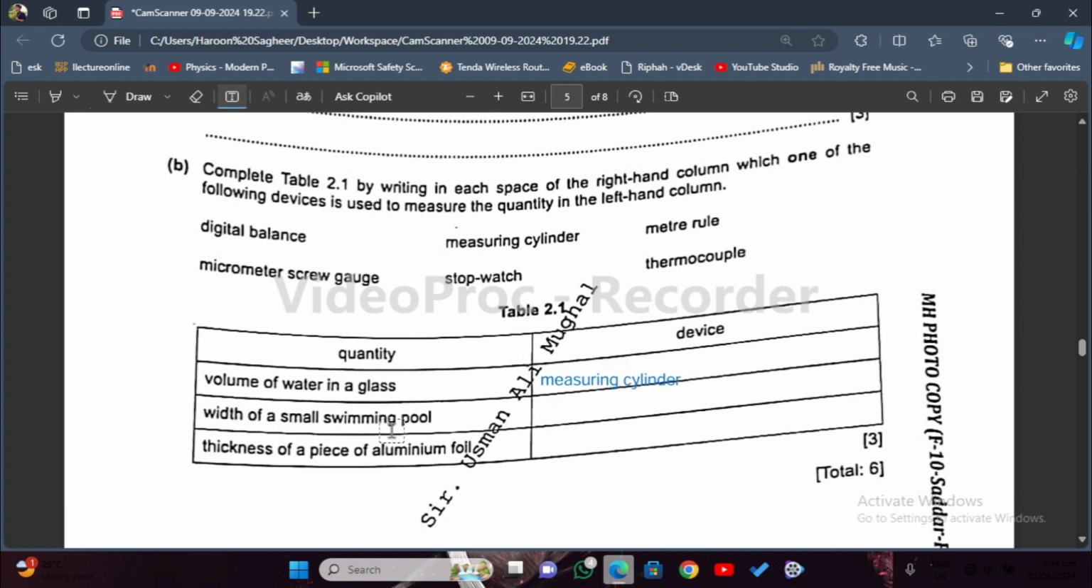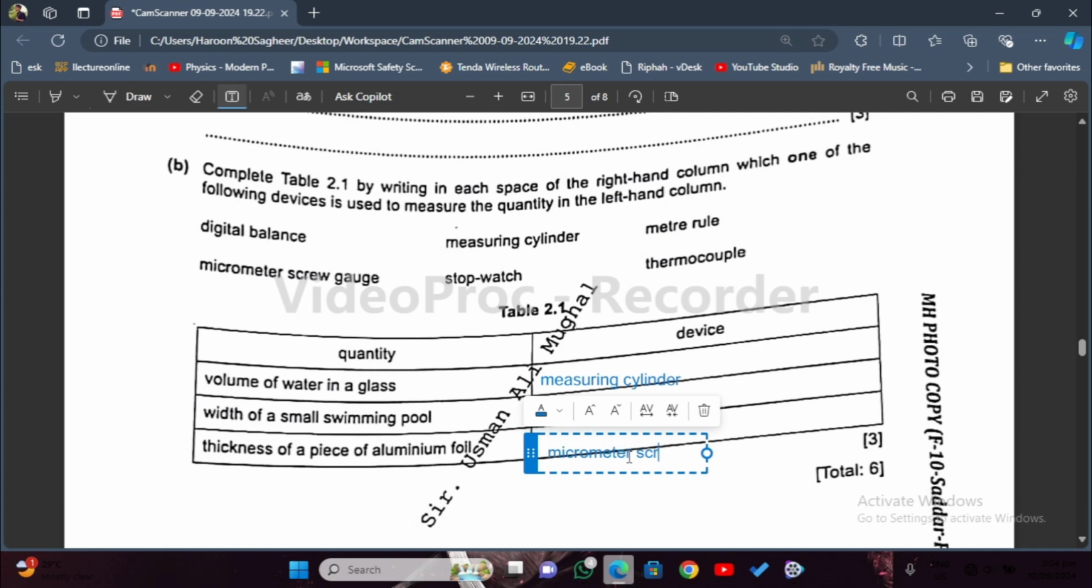Now the second quantity, width of a small swimming pool. The small swimming pool is basically very small, so we can use a meter rule in order to measure it, because there is no other option. Of course we can't use a thermocouple or micrometer screw gauge, so we would be using a meter rule. Alright, let's write it down. Meter rule. Thickness of a piece of aluminum foil. Now the thickness of aluminum foil can be measured with the help of a micrometer screw gauge.